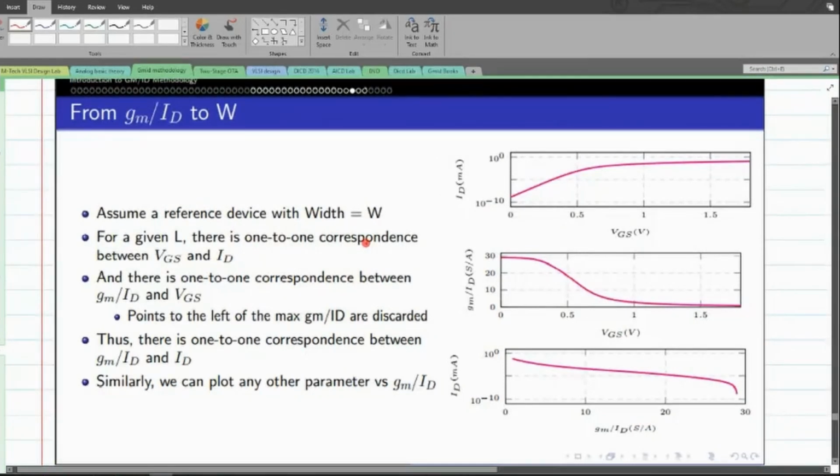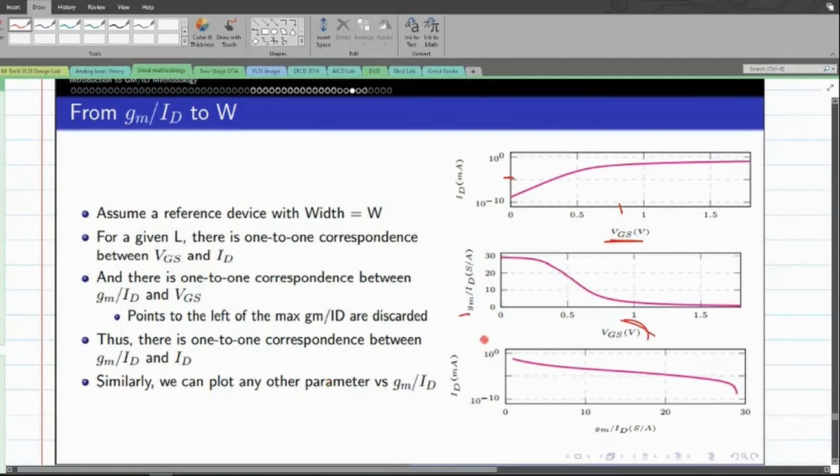Clearly we could see that there is a direct one-to-one correspondence between the value of VGS and the ID, which we have already seen, right? So we replace this VGS with ID in one of the variable discussions. Also we could see that there is a direct one-to-one relation between the value of VGS and this GM over ID.